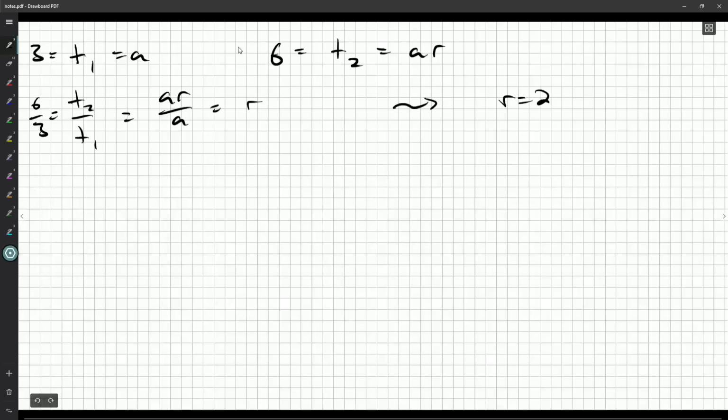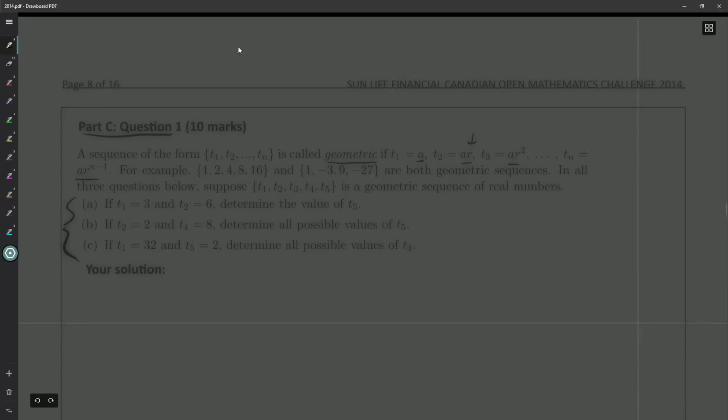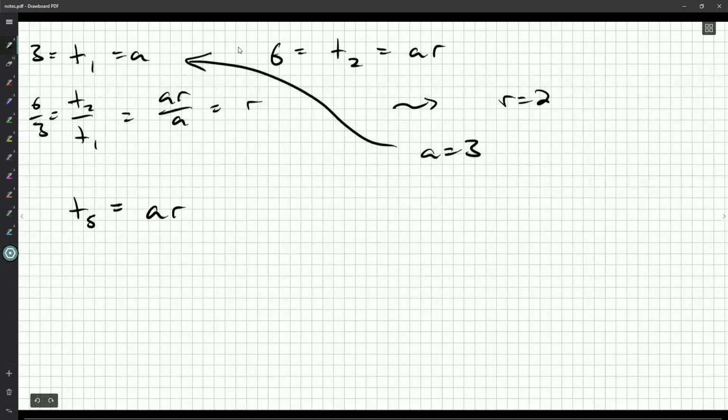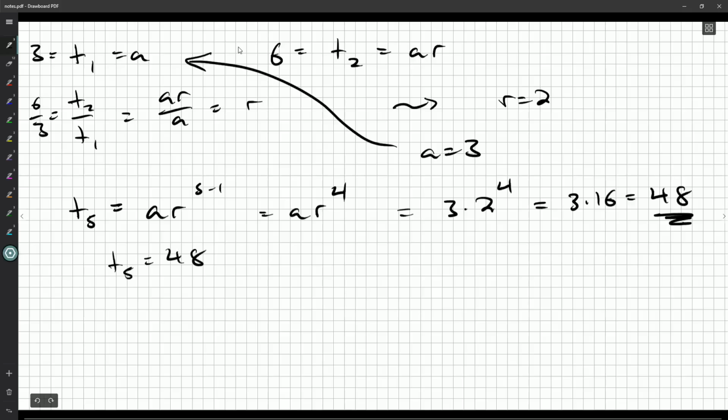And we also can see that A is equal to 3, and that's enough information to completely determine our geometric sequence. So T5, in general, and they even show us this in the question, your nth term Tn is AR to the n minus 1. So T5 would be AR to the 5 minus 1, or AR to the 4. So that's 3 times 2 to the 4, which is 3 times 16, and that's 48. So 48 is our answer for T5. I'd probably put it in a box like this, and there we go.